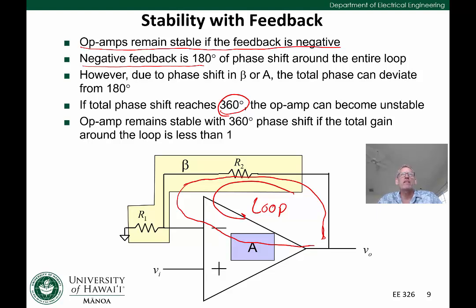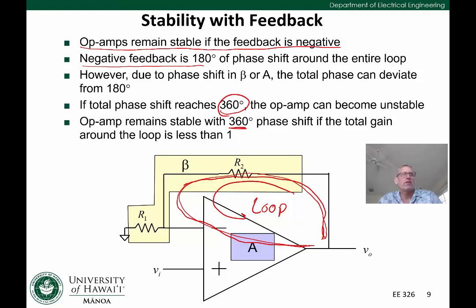Now, just because we have positive feedback doesn't mean that the situation is unstable. We can have 360 degrees of phase shift as long as the total gain around the loop is less than 1. That is, if we start with a signal here and go through the loop and come back, but the signal is smaller, in other words the gain all the way around the loop is smaller than 1, then that signal is eventually going to die out. But if the gain is larger than 1, then the signal is going to get larger and larger and larger, and it's going to grow out of control and become unstable.